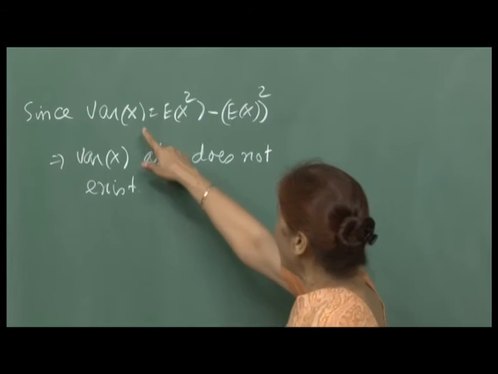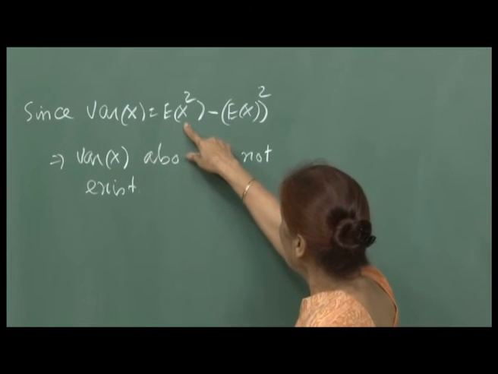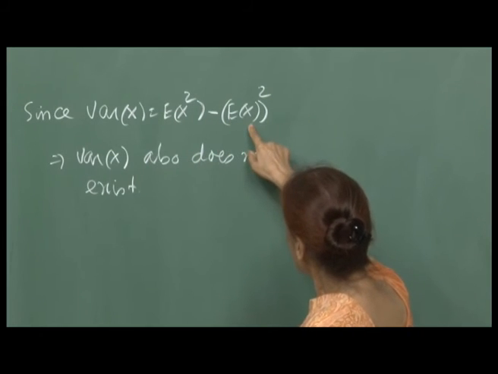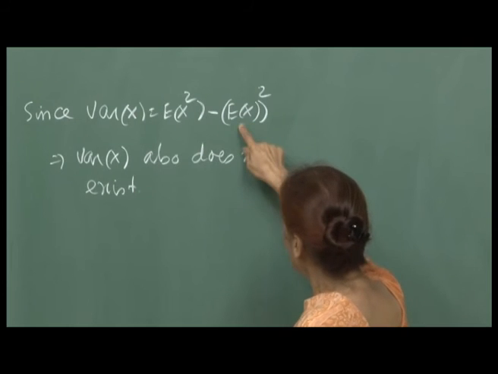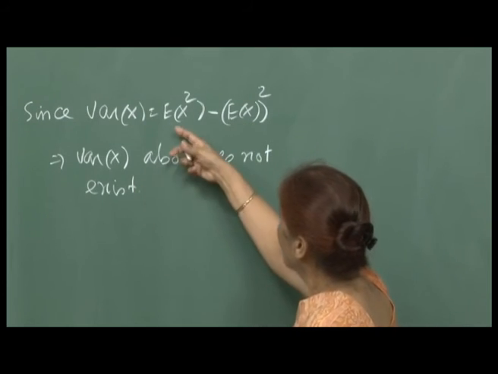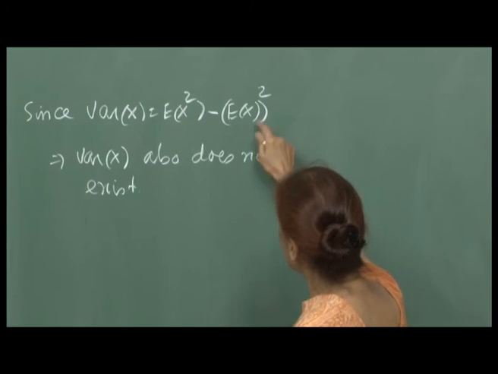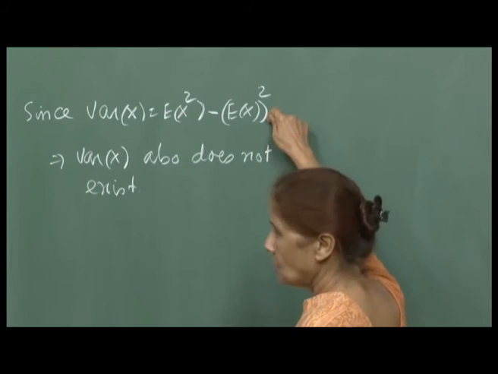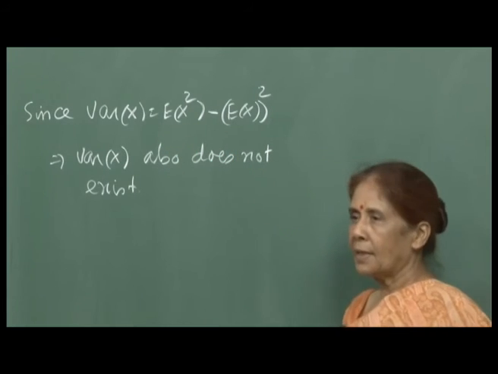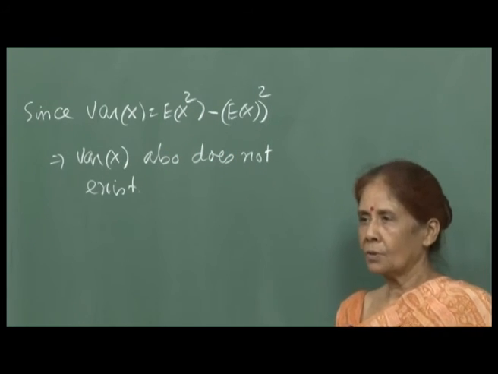Now, since variance of X would be E[X squared] minus (E[X]) whole squared, and we have just seen that E[X] does not exist for this particular random variable, therefore variance also will not exist, because it has to be E[X squared] minus this. If this is not finite, then obviously variance will also not be finite, and so we will say that it does not exist.